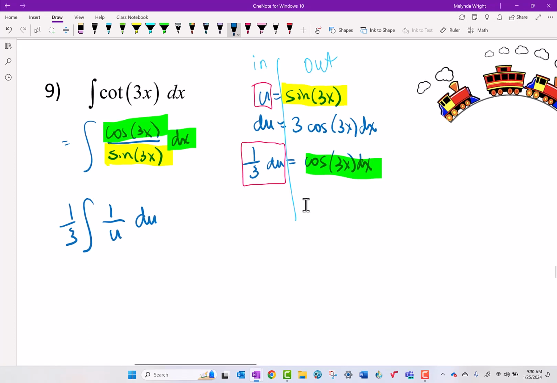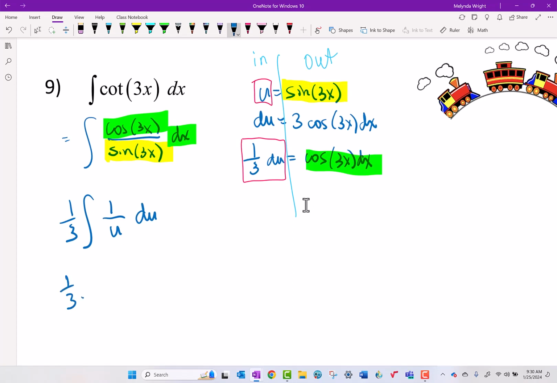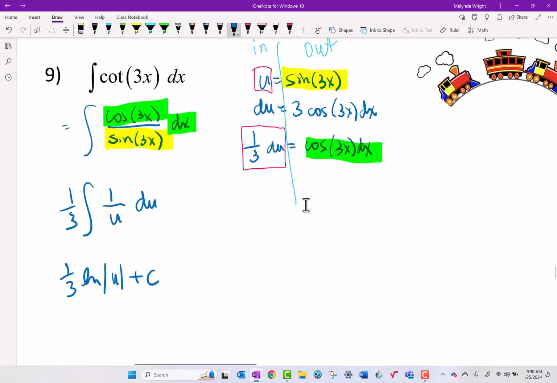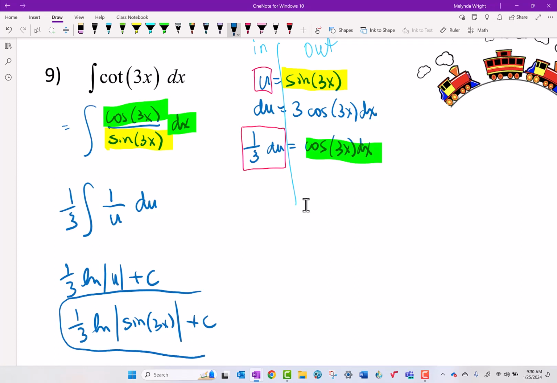ln u, so we've got 1/3 ln absolute value u plus c. Am I done? I am not done. What do I have to do? Plug the u back in. So let's plug the u back in. So I've got 1/3 ln absolute value sine 3x plus c. And there we go.